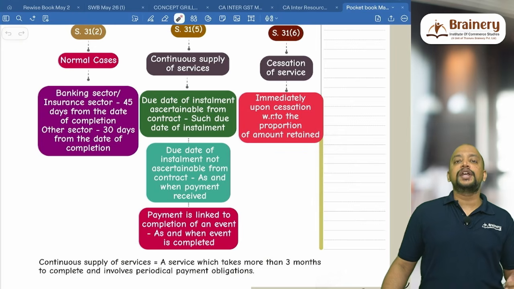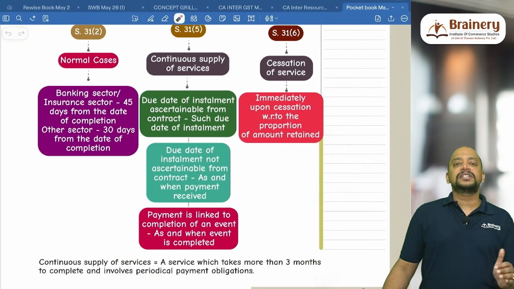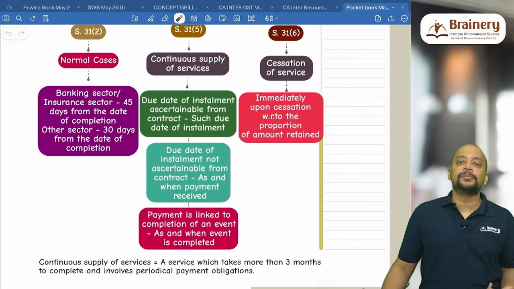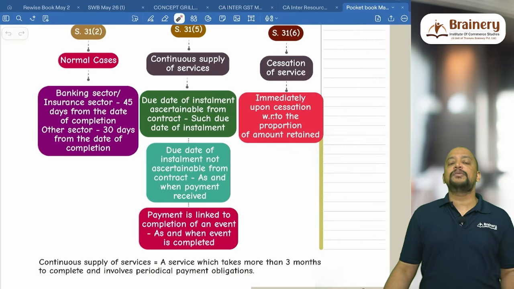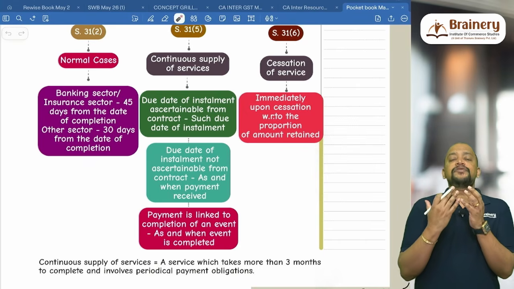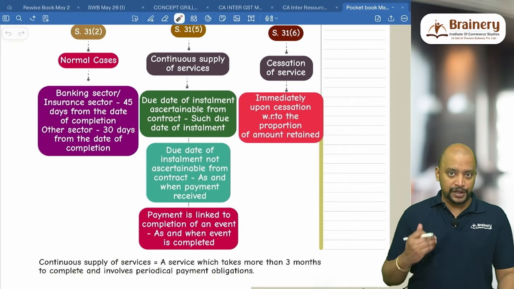So for example, renting of immovable property, usually the rental agreement will be for 11 months, 12 months, 3 years like that. So in this case, it is a continuous supply of service because it is more than 3 months and involves periodic payment obligations. So in that case, clearly they will be mentioning in the rental agreement that by 5th of every month you have to make the payment. As the due date of installment is ascertainable from the contract, that due date of installment will be taken as the due date of invoice.